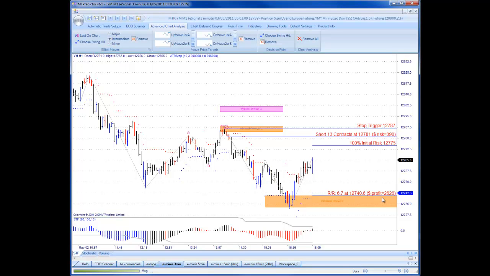So yes, there were a couple of losses, but the losses were kept small at just -1R, and as you can see, the profits, which were plus 4.5 on that first manual NQ trade and plus 6.7R on this automatic YM trade, were much larger, and as such it would have been a very good day overall for both standard and some of the more advanced MTPredictor users among you.